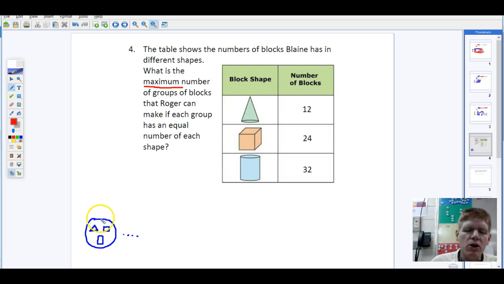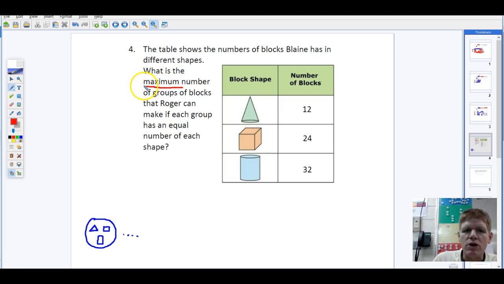of each shape? And what we're saying is we want to have lots of different groups, or as many as we can make, out of these different shapes, but each group has to have the same number of shapes. We have 3 triangles in one group, we have to have 3 triangles in the next group. We have 4 rectangles in one group, we have to have 4 rectangles in each other group.